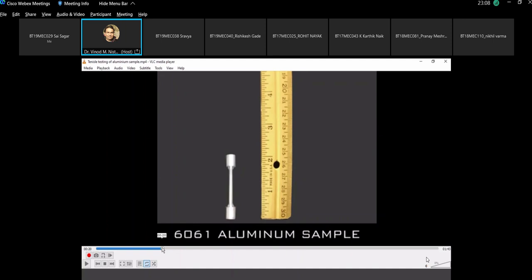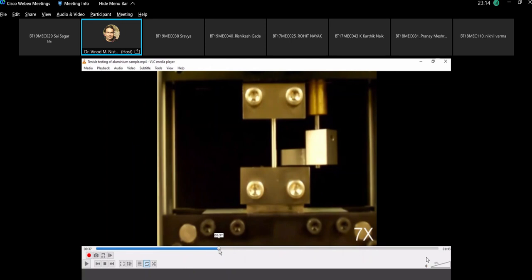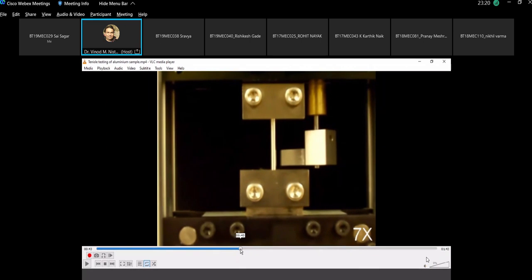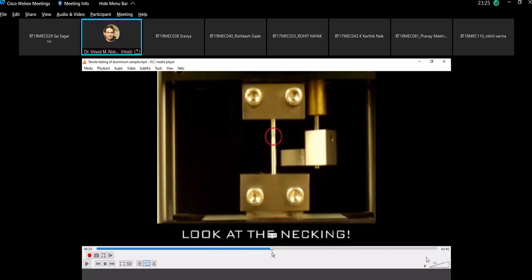So this is the initial test sample which we take for the testing, and here the testing starts. We increase the load, and you can see the sample is extending. After a certain period of time, you can see the necking. Necking takes place, and after some period of time, the sample breaks.